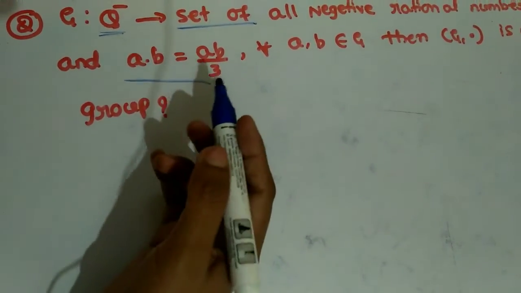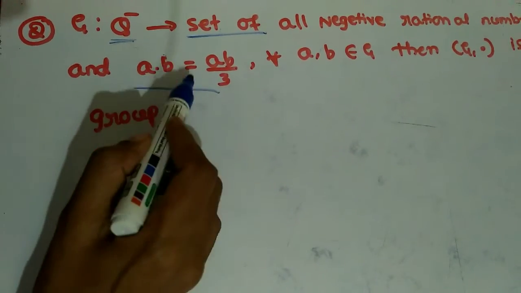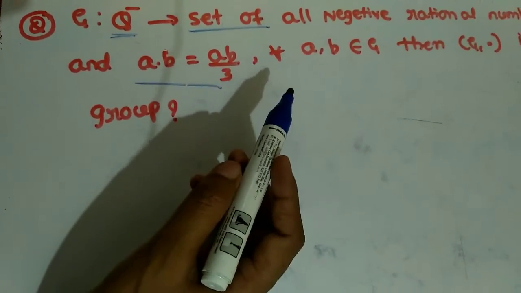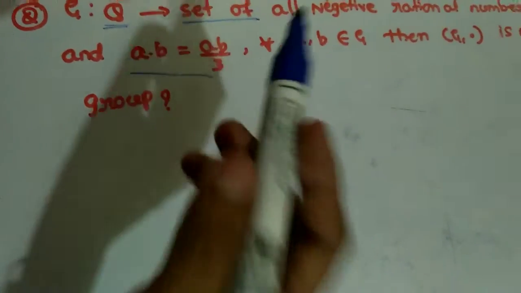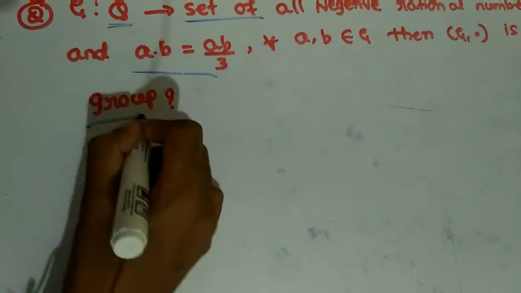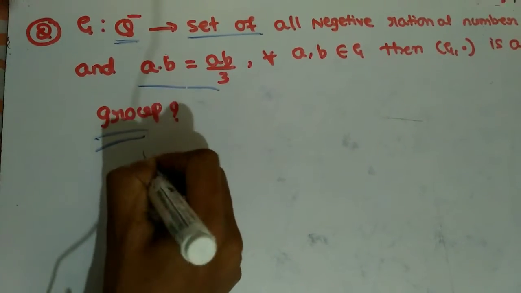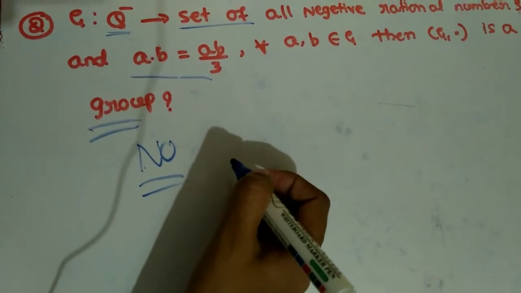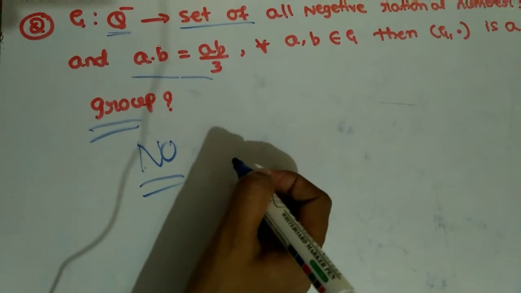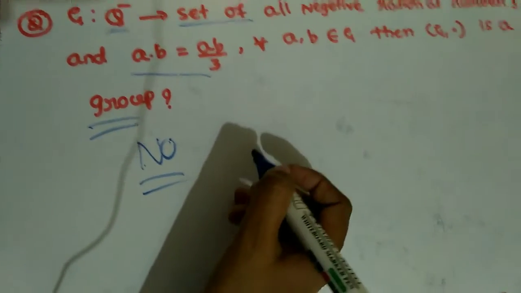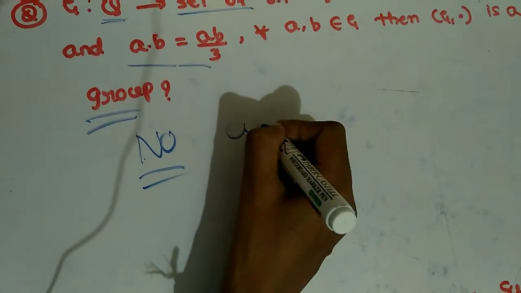In the previous example, we used the same definition with the set of all positive rational numbers, and it is a group. Just now we solved that one. So here, is this a group? No, it is not a group. Why is it not a group? In the first condition, which is nothing but the closure law.